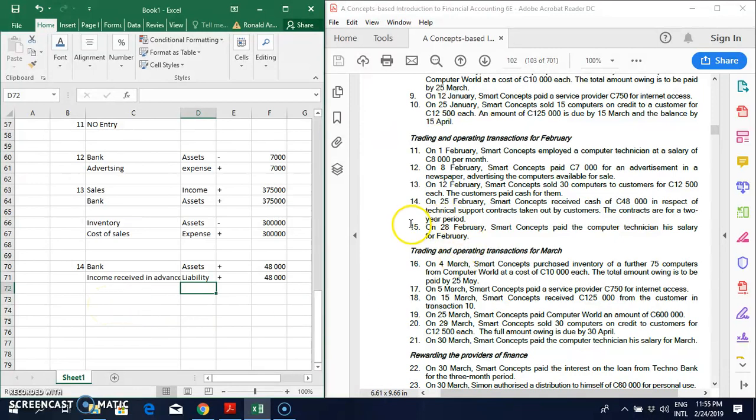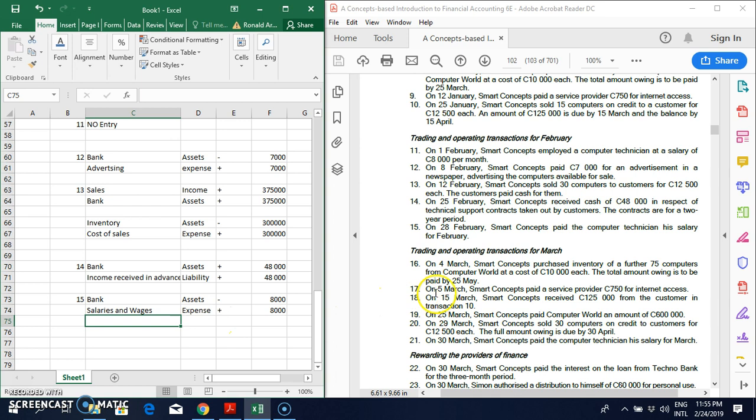Then transaction number 15, it says on the 12th of February, Smart Concepts paid the computer technician his salary. So now we can see on transaction number 11, we employed the technician. Now we're actually paying the technician his salary because now he worked for the business. So we made a payment, so we know the account is bank. Assets decreasing with 8,000. We have the salaries and wages account, an expense to the business, increasing 8,000. Remember, the more expenses increase, the more owner's equity decreases.